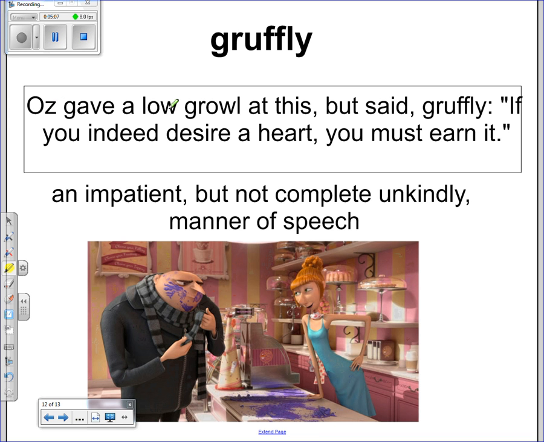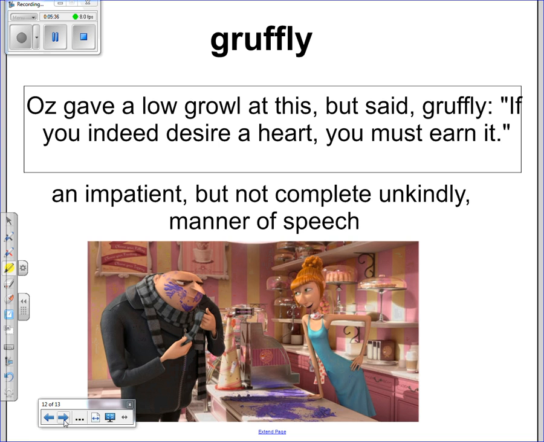Next, we have gruffly. Oz gave a low growl at this, but said gruffly, "If you indeed desire a heart, you must earn it." So, gruffly means an impatient but not completely unkind manner of speech. So, he's kind of exhausted. He's just like, "Fine, if you really want a heart, okay, but you gotta earn it." So I put a picture of Gru here because he was kind of gruff and seemed a little impatient sometimes when he talked.